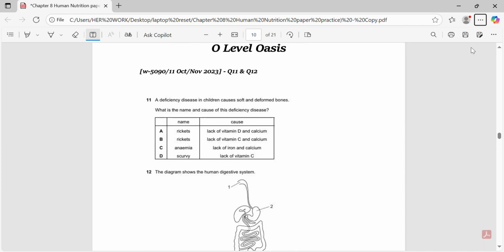We have a question here now, and it's an MCQ. The question says, a deficiency disease in children causes soft and deformed bones. What is the name and cause of this deficiency disease? This question is testing your knowledge of nutritional deficiencies. Soft and deformed bones in children are caused by a lack of vitamin D, which is needed for calcium absorption. The condition is called rickets. And the answer for this is A. Rickets, caused by a lack of vitamin D and calcium.